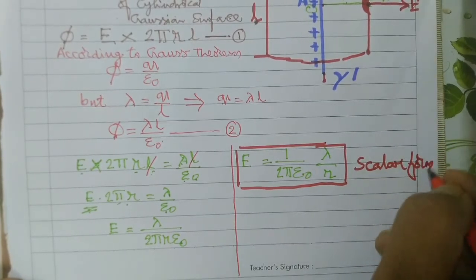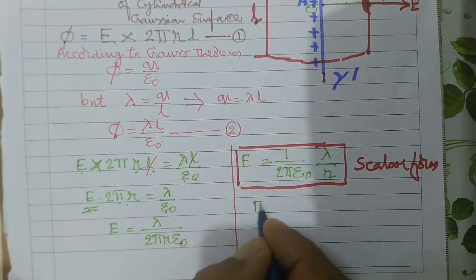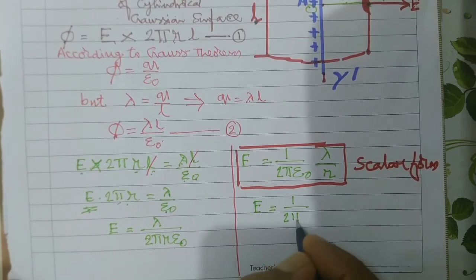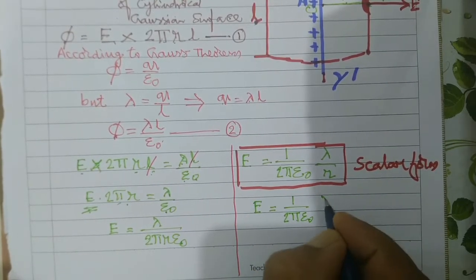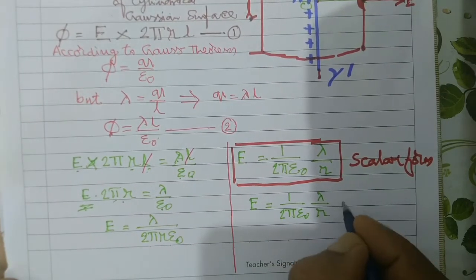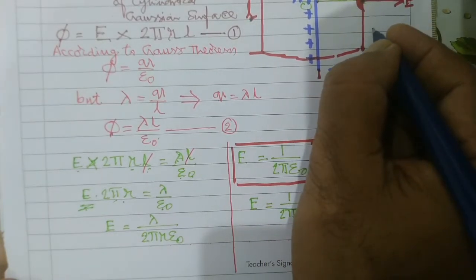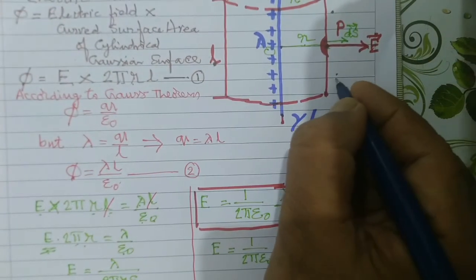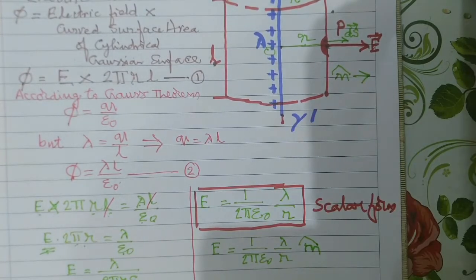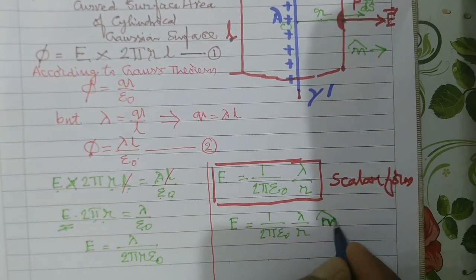For numericals and all those things, we use that one. Now, E is equal to 1 by 2 pi epsilon 0 lambda by r. If you multiply it by unit vector n cap, see the diagram. N cap here is in this direction, along the direction of the electric field, right side.